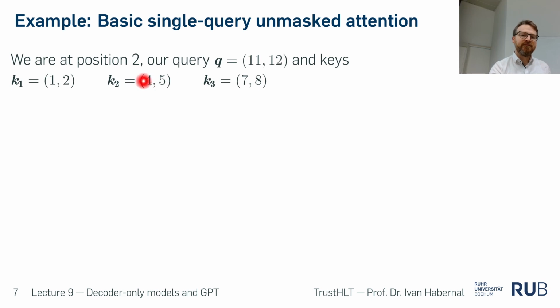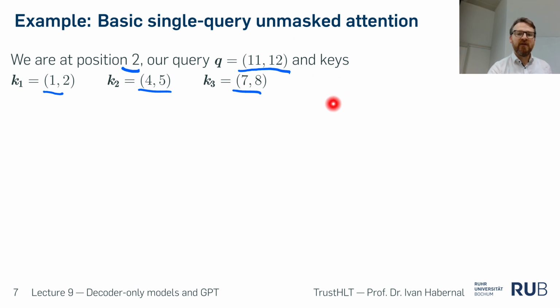So we are at position 2. Okay, so the sequence is a couple of tokens, and we are at position 2 of our input, the cat, for example. And after a projection to the matrices Q, K, and V, our query at position 2 is just this vector, 11 and 12, whatever it means. So after some projection, we have a vector. And we have the following keys, which are K1, K2, and K3, right? Do you know where it's coming from?